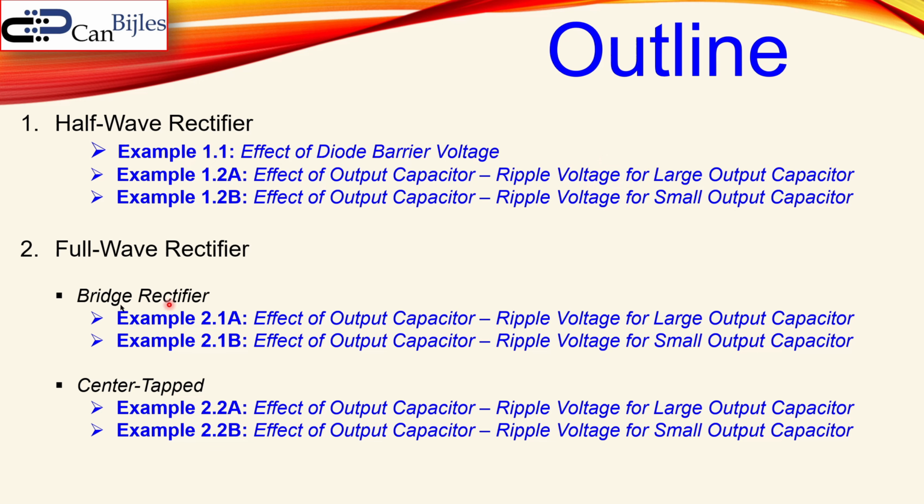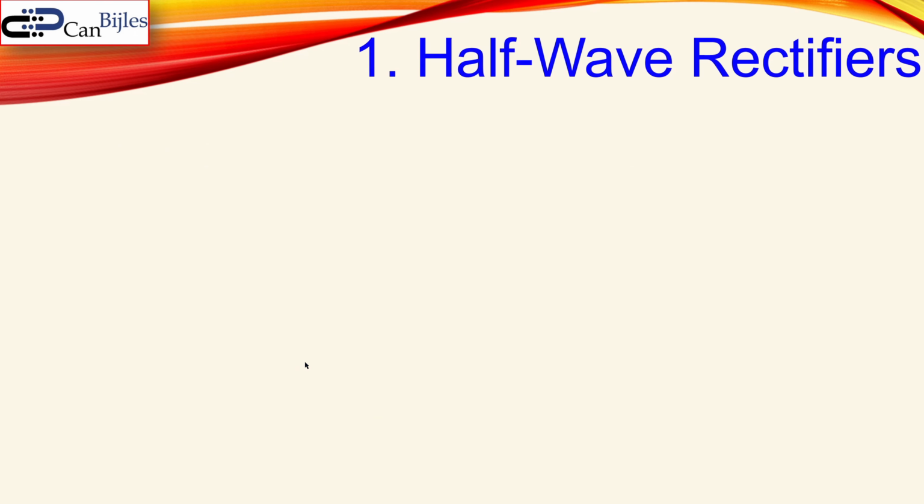Now for the full wave rectifier we'll do something similar, and then for the bridge rectifier we will look at the effect of the output capacitor, also the ripple for small and large capacitors. In a similar way we'll look at the center tap configuration for a full wave rectifier. That is our outline, and we have 7 examples. Okay, first we start with the half wave rectifier.